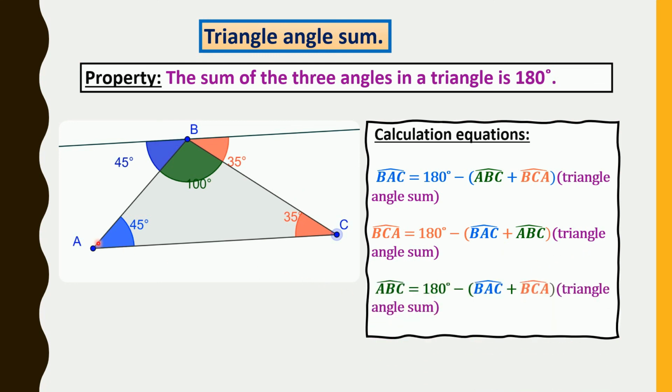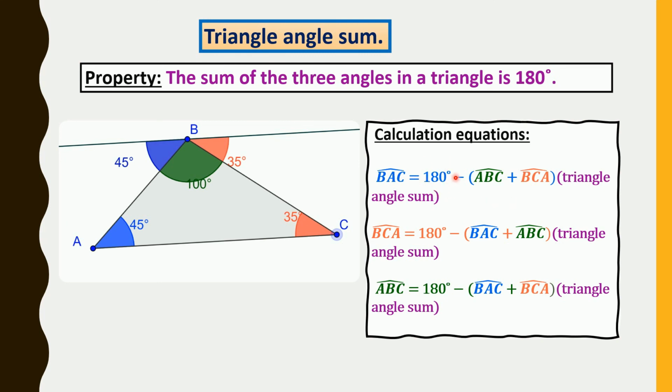And last, if I want to calculate angle ABC, I do 180 degrees minus blue angle BAC plus orange angle BCA. Same reason, triangle angle sum. So here be careful, we are not using angle subtraction, because here we don't have two adjacent angles that form a whole big angle. No, here we are using the property of the triangle angle sum, which is a completely different property. So here be careful when you write the reason, it's not angle subtraction.